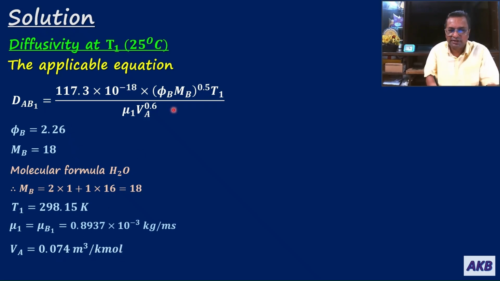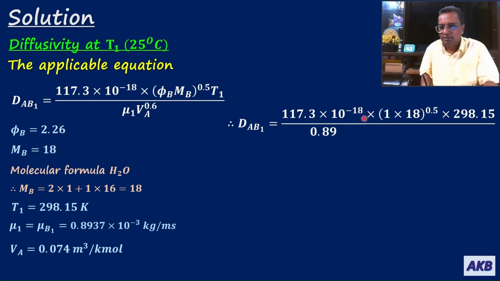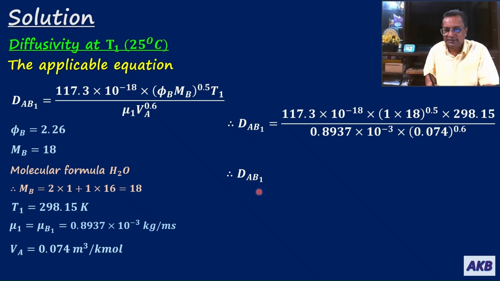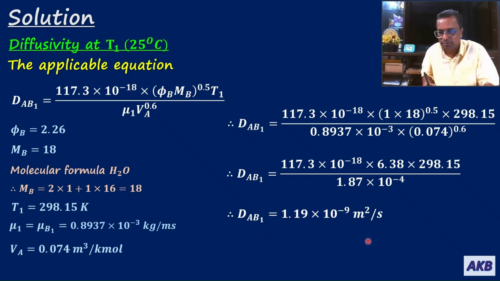Now let us use all these values in this equation. So DAB1 will be equal to 117.3 into 10 to the power minus 18 into 1 into 18 raised to 0.5 into 298.15, divided by 0.8937 into 10 to the power minus 3 into 0.074 raised to 0.6. That is DAB1 is equal to 117.3 into 10 to the power minus 18 into 6.38 into 298.15, divided by this product, which is 1.87 into 10 to the power minus 3. That gives us DAB1 as 1.19 into 10 to the power minus 9 meter square per second.